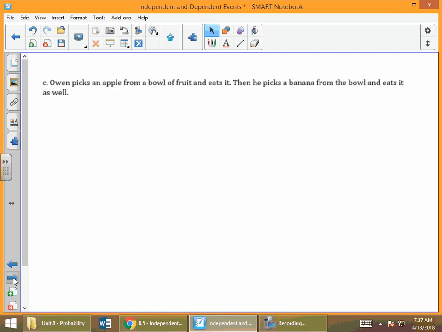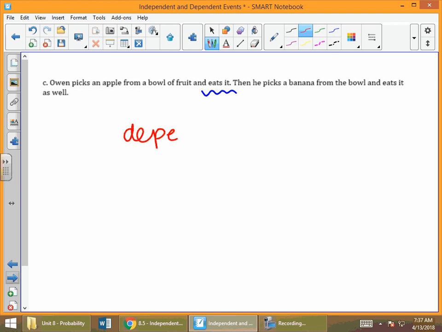But a big trigger word here is he took the apple and he ate it. Okay? So by eating the apple, you're removing it. You're not replacing it. I hope that you wouldn't eat the apple and then put the core back in the bowl. That'd be kind of gross. But technically, by eating the apple, that's not replacing it. So whenever you see a scenario and someone's taking something from a bowl and eating it, okay, it's automatically going to be dependent because they're changing the outcome of picking a banana. We don't really know the amount of fruit in the bowl. Doesn't matter. It's dependent.